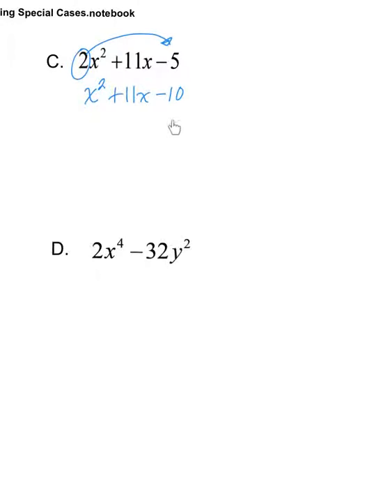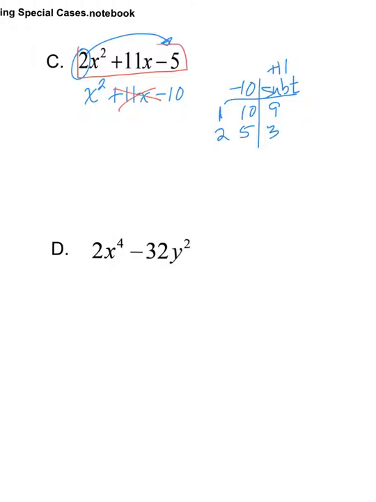So now we're going to read it backwards. What factors of 10 subtract to give you 11? Well, there are factors of 10 that add to give you 11, but I don't believe there's any factors of 10 that subtract. So you really have to know whether you're adding or subtracting to get that 11. Now 1 and 10, they do add to get you 11, but we're supposed to be subtracting because 10 is negative. So that would give us 9. And then the only other choice is 2 and 5, which is 3. So this is not factorable. So our original problem, the 2x squared plus 11x minus 5, that's our answer. And since it's not factorable, it's prime.